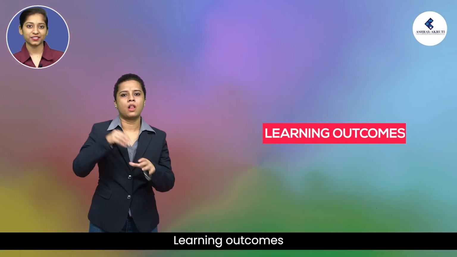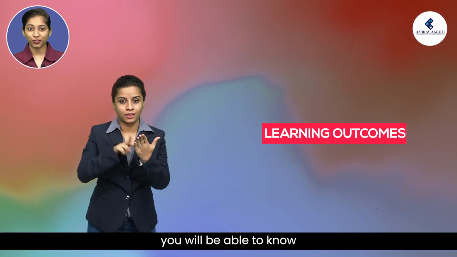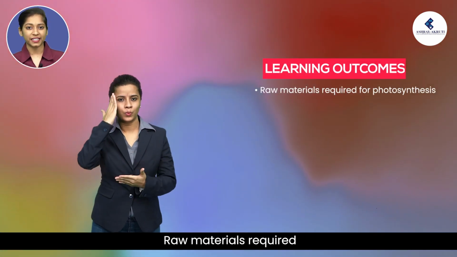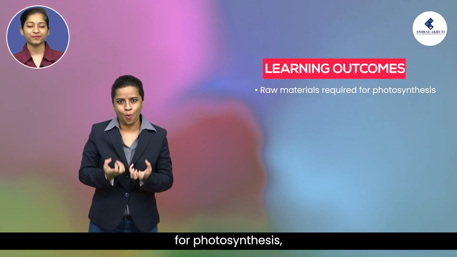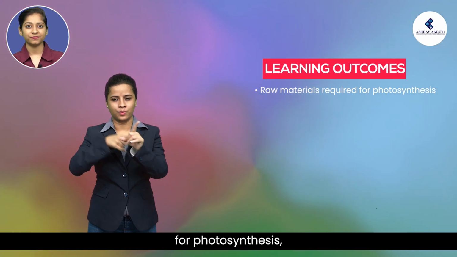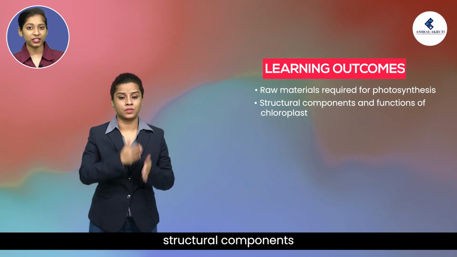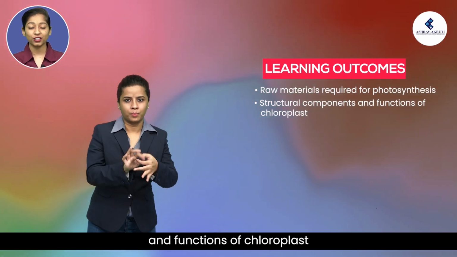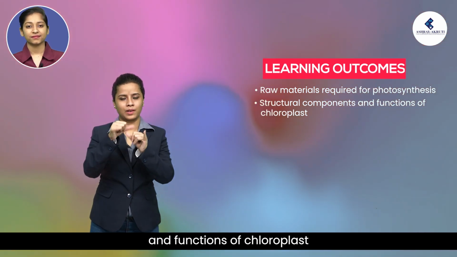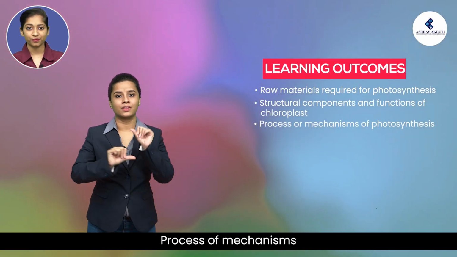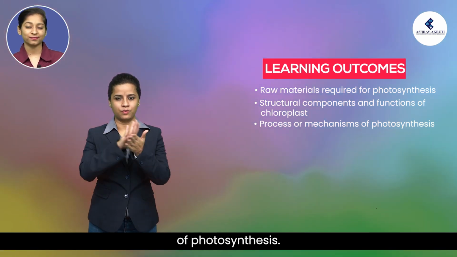Learning outcomes. After studying this topic, you will be able to know raw materials required for photosynthesis, structural components and functions of chloroplast, process or mechanisms of photosynthesis.